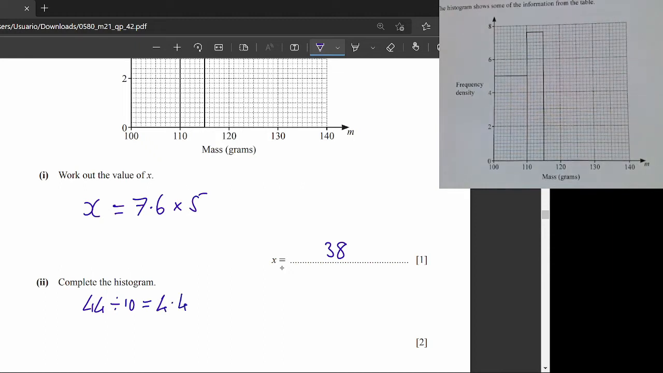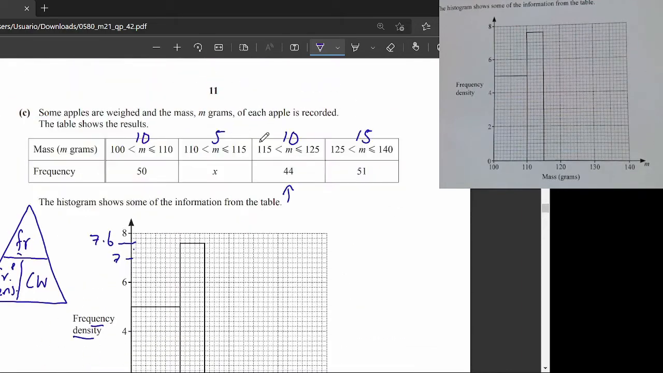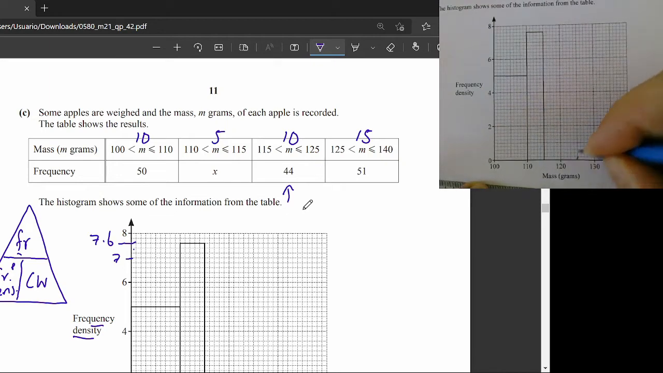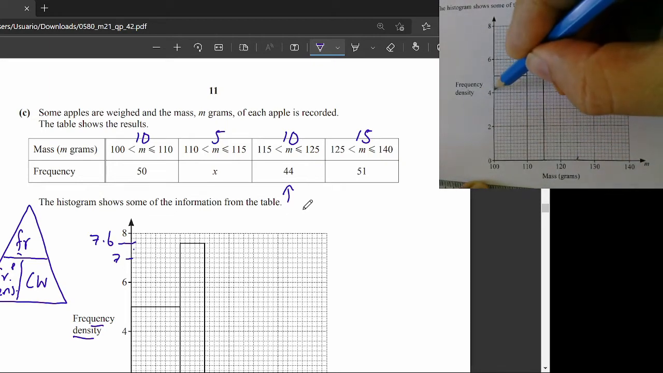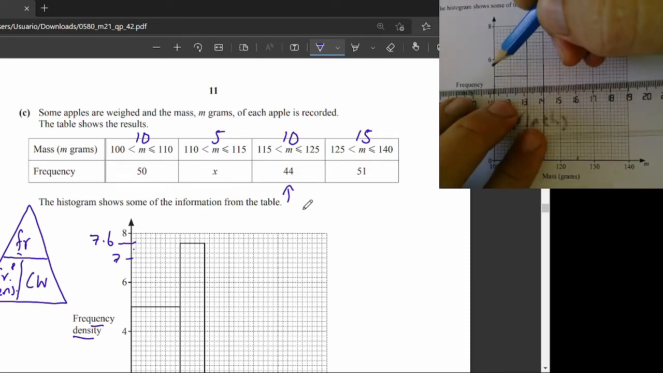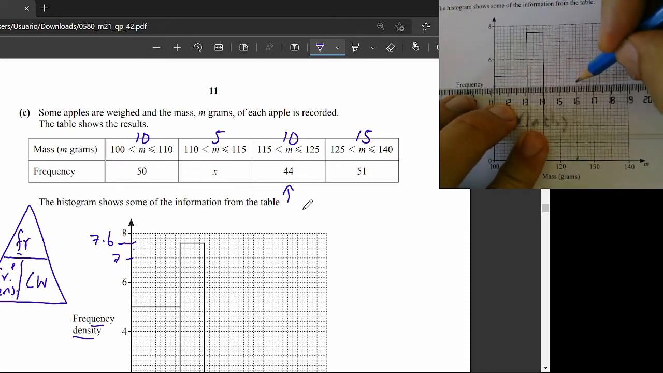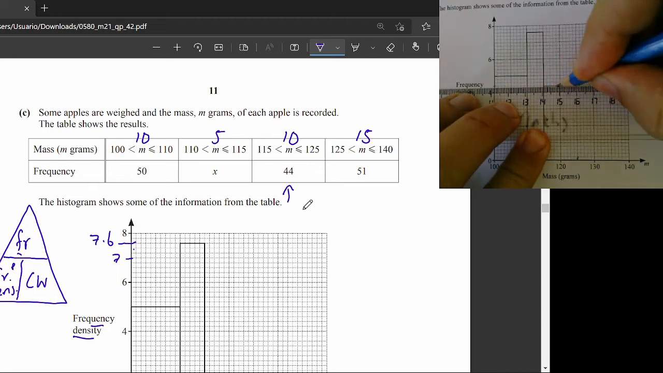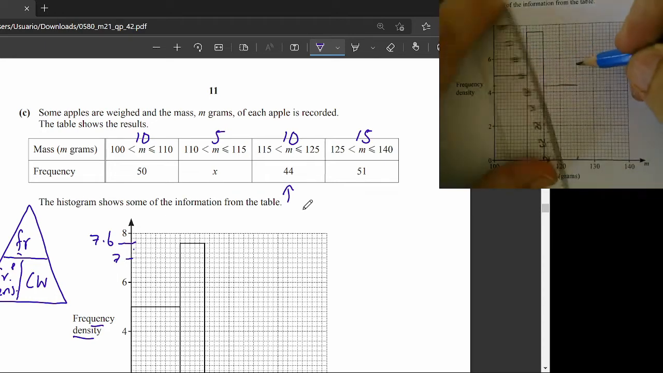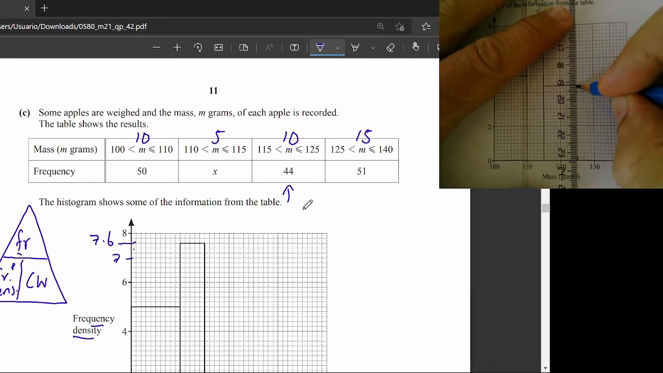Drawing that in the bar. Okay, so remember, we need to go from 115 to 125, which is over there. 4.4. Each small square counts for 2, so 4.4 will be 2 squares above. And there we go, with a ruler and a pencil. Neat.